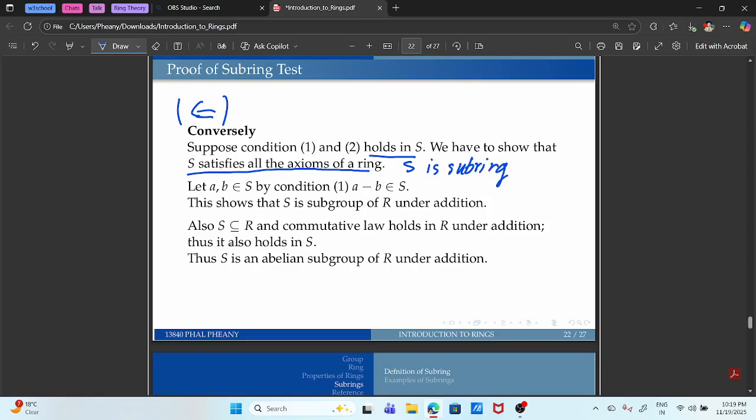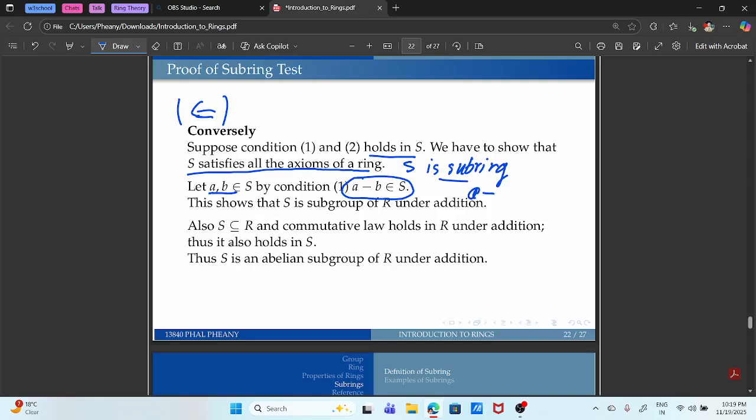So first we have to prove it is a ring. How can we prove it is a ring? Now suppose we have two elements A, B belong to S. By condition 1, we can say A minus B belongs to S. This shows that S is a subgroup under addition, right?